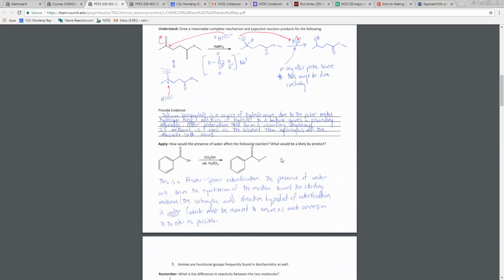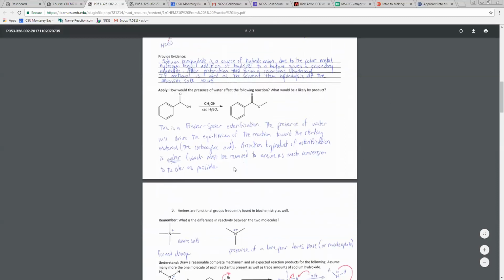So a byproduct of esterification is water. So I have to remove that water to ensure as much conversion to the ester as possible. You're actually going to do this in your lab when you do your fruity fragrances.